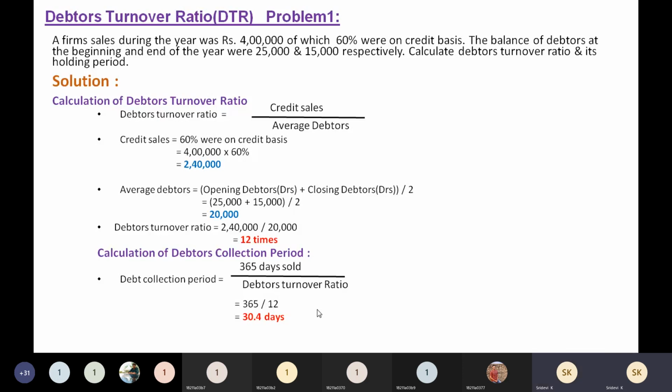Okay, this is how you are going to calculate the DTR. So any doubts in understanding this?